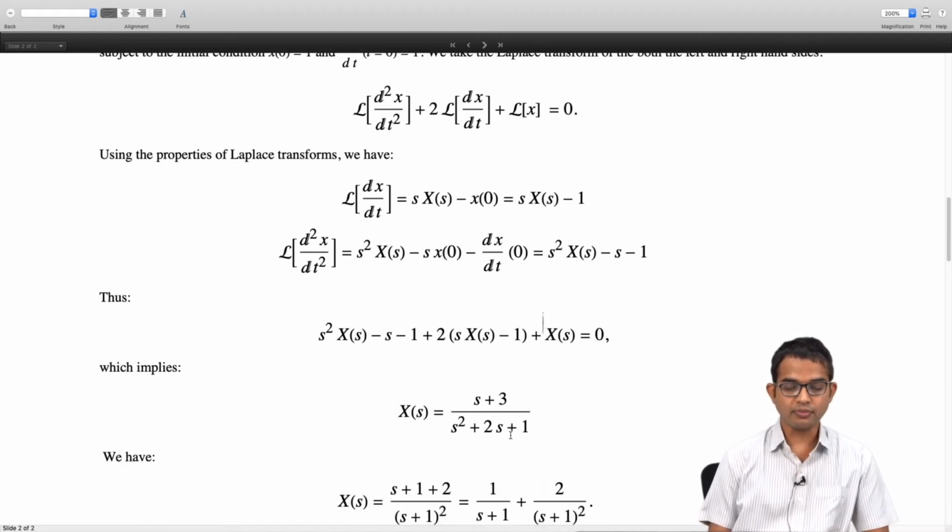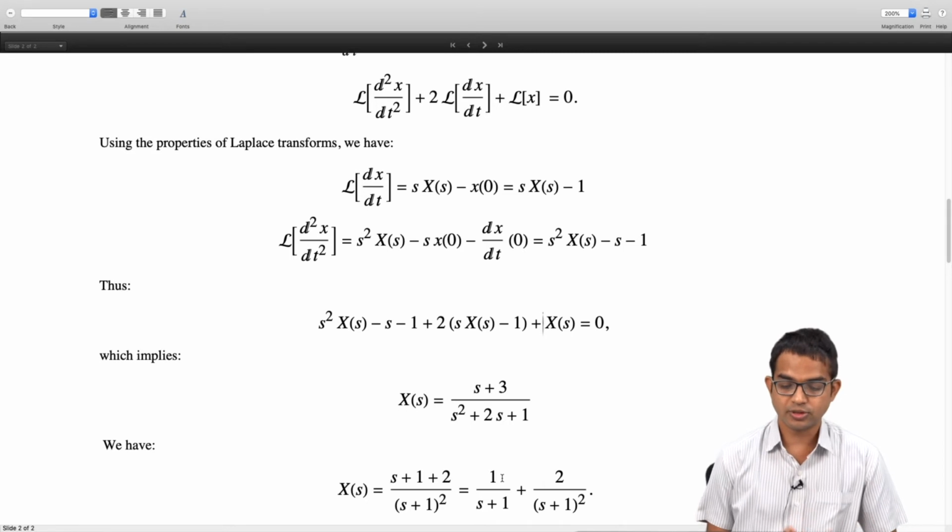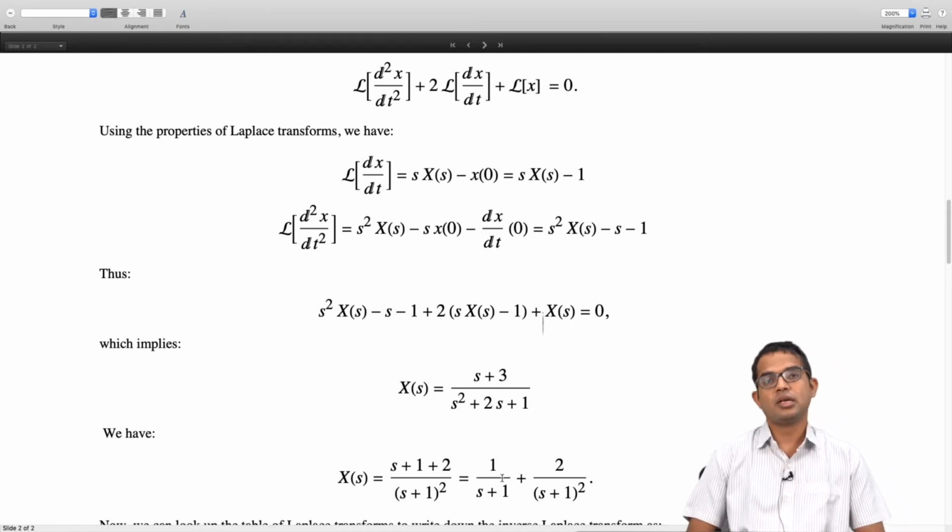So once again, we have the denominator is s plus 1 the whole squared. So we can rewrite the numerator as s plus 1 plus 2. So then we have 1 over s plus 1 plus 2 over s plus 1 the whole squared, right? So this is an easy problem in terms of finding the partial fraction representation.